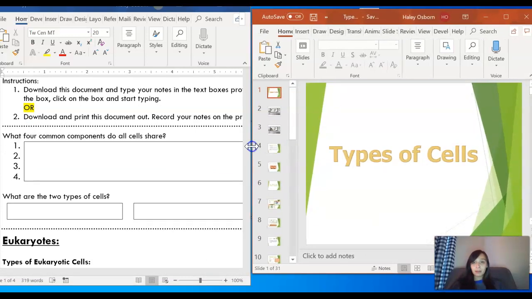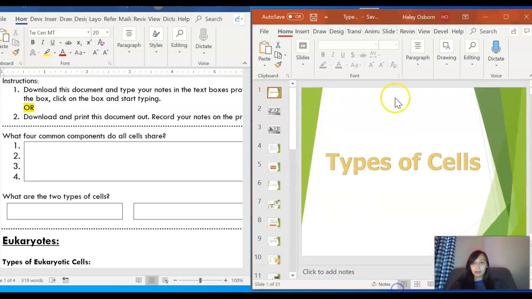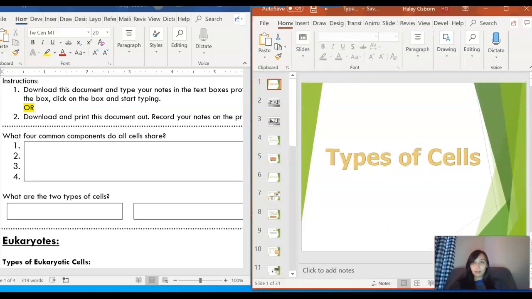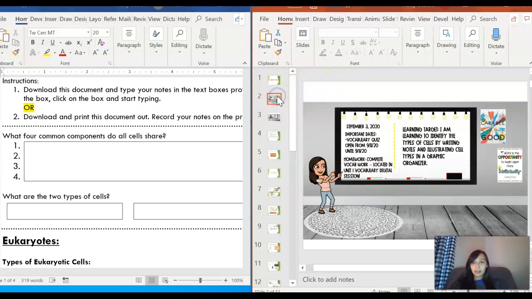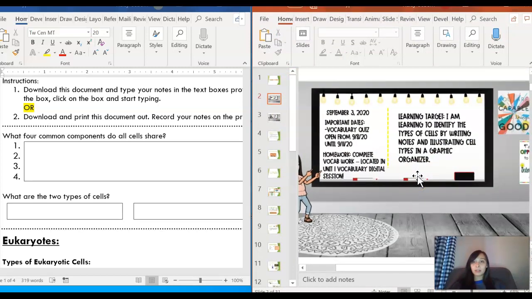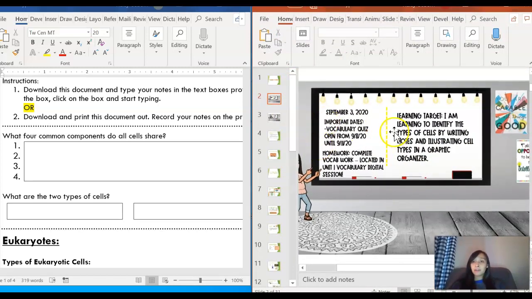Okay, so here we go. Let's fill out our notes here. So today is September 3rd. Remember, your vocabulary quiz will be open next week from Tuesday until Friday. Your homework is to complete your vocab work located in Unit 1 Vocabulary Digital Session. And your learning target today: learn to identify the types of cells by writing notes and illustrating cell types in a graphic organizer, which is what we're going to do here.